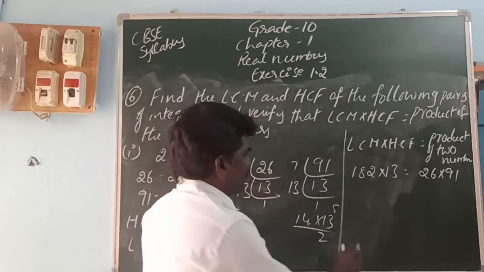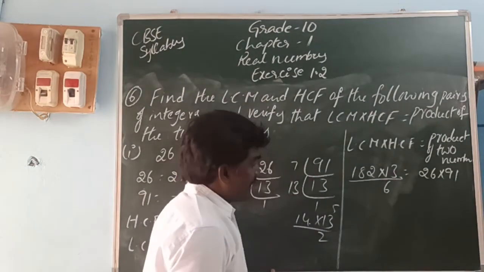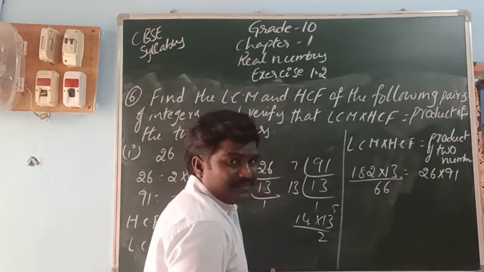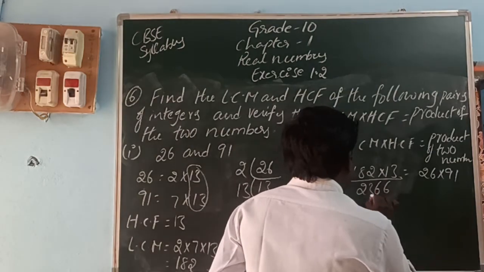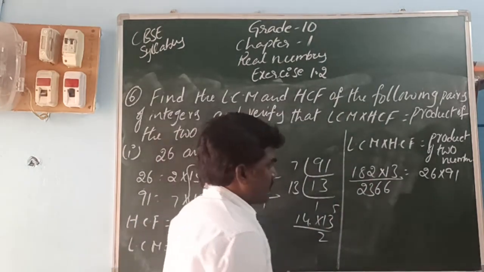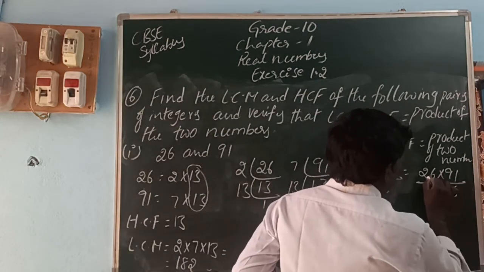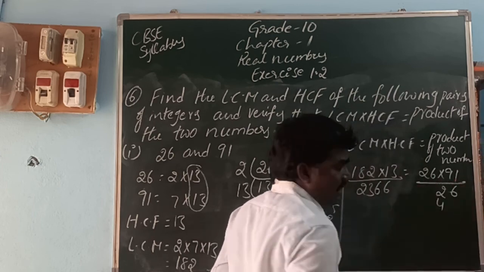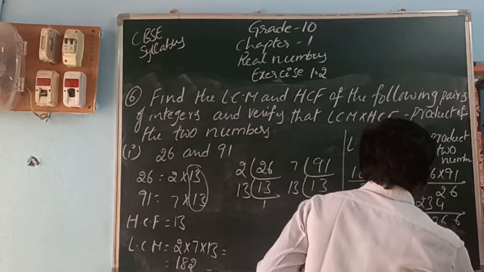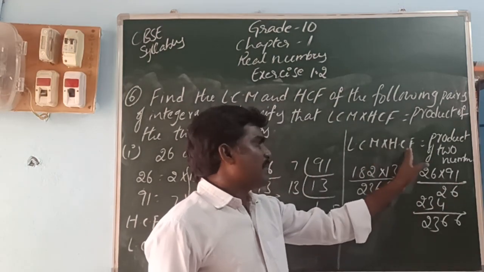Okay, here these two numbers' product: 13 twos are 26, 13 eights are 104, plus 2 is 106. Here 13 ones are 13, plus 10 is 23. So the product of the two numbers is how much? 2366. Same here: 1 six is 6, 2 nines are 18, 6 fives are 30, 9 twos are 18, 18 plus 5 is 23. So that is 2366. So the product of two numbers is equal to the product of their LCM and HCF.